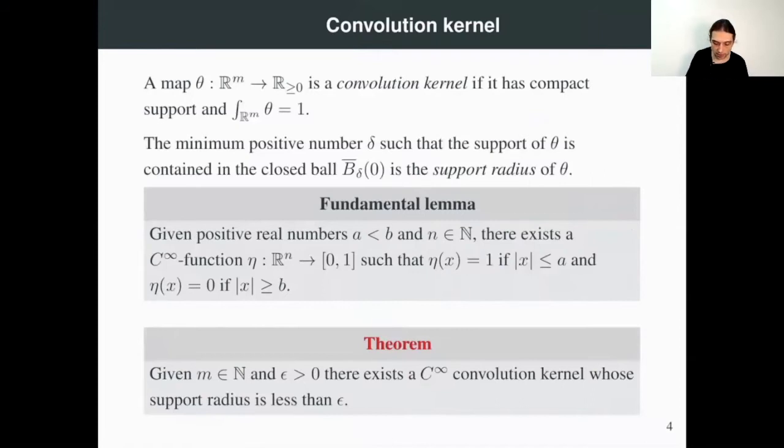Okay, this is the result that we just announced: given a natural number m and some positive real number epsilon, there exists a C-infinity convolution kernel in R^m whose support radius is less than epsilon. Okay, this is something that we already saw we can do.